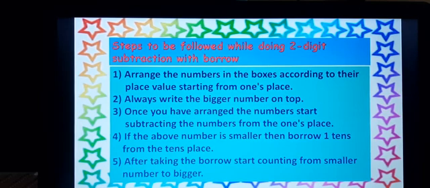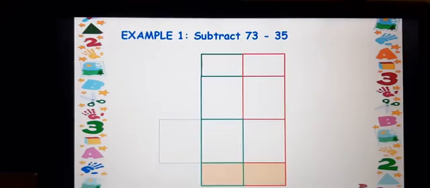And the fifth point: after taking the borrow, start counting from the smaller number to the bigger. After borrowing, when you are counting, it should be from the smaller to the bigger number. These are the points you have to follow, and we will see the example. From the example, you will be clearer about the concept. You can see the example here.